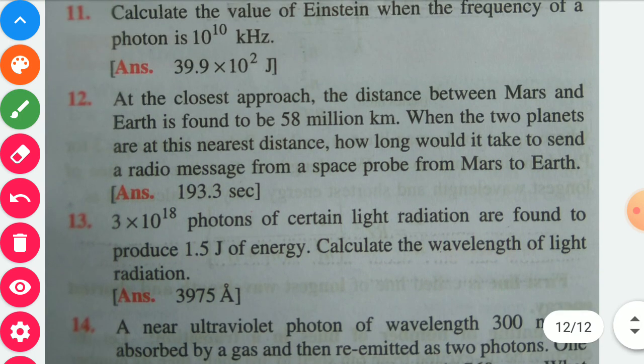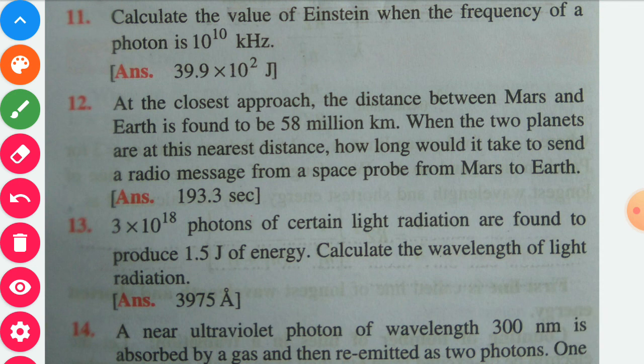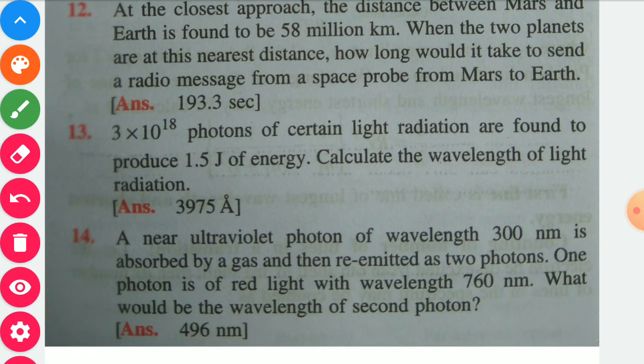Next question is, at the closest approach, the distance between Mars and Earth is found to be 58 million kilometers. When the two planets are at this nearest distance, how long would it take to send a radio message from a space probe from Mars to Earth? Next question, 3 into 10 power 18 photons of a certain light radiation are found to produce 1.5 joule of energy. Calculate the wavelength of the light radiation.